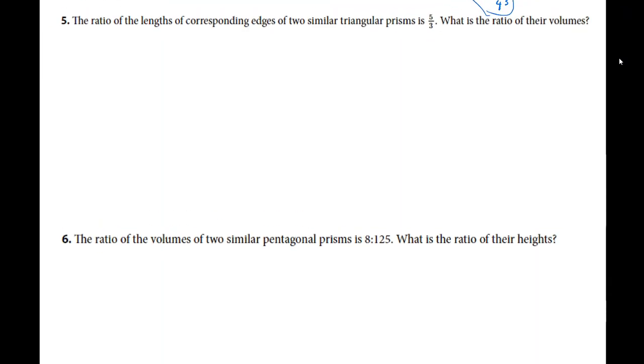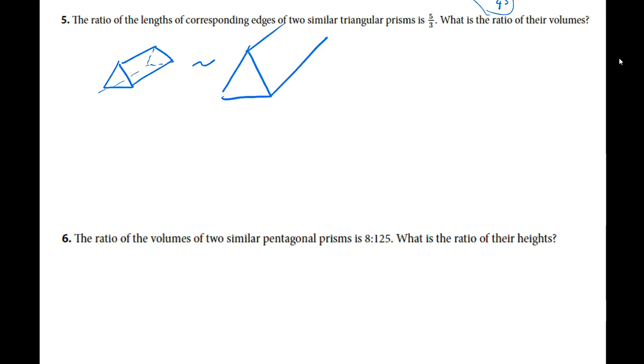Okay, so next problem. The ratio of the lengths of corresponding edges of two similar triangular prisms. So we've got two similar triangular prisms here, and that one's similar to a bigger one here. Let's just pick any edge, right? It just says corresponding edges. So let's say this top edge here and this top edge here. The ratio is 5 to 3 from the bigger to the smaller, okay?